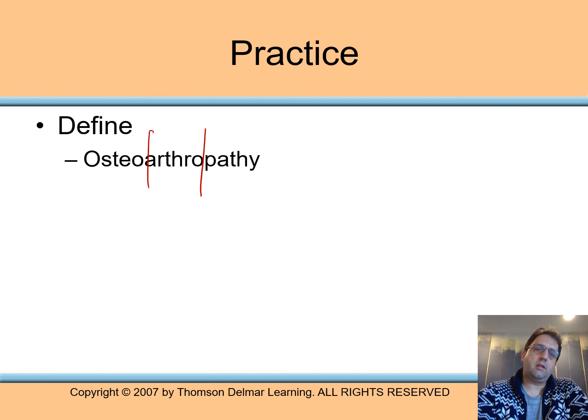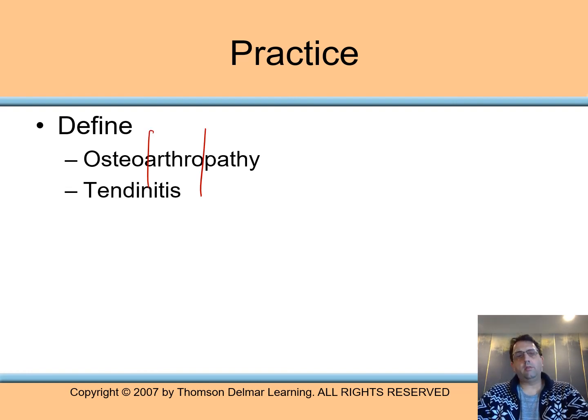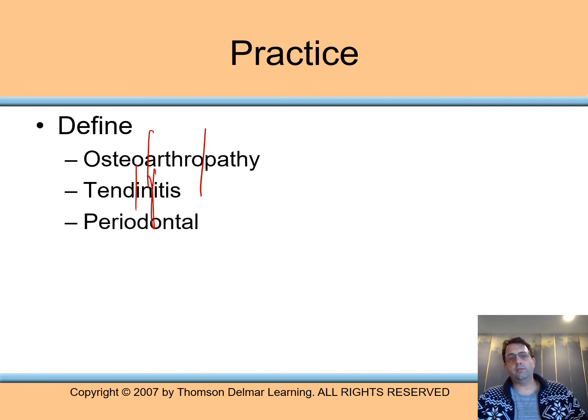Osteoarthropathy, disease of the bone and joint. Tendinitis. Itis, remember, means inflammation of something. Tendon is referring to tendons, the connective tissue that holds muscles to bones. So this is the inflammation of that tendon holding muscles to bones.